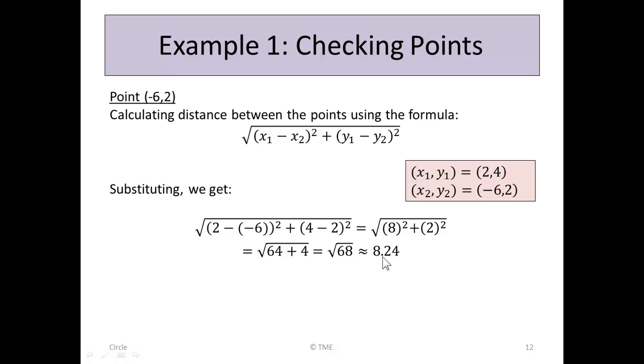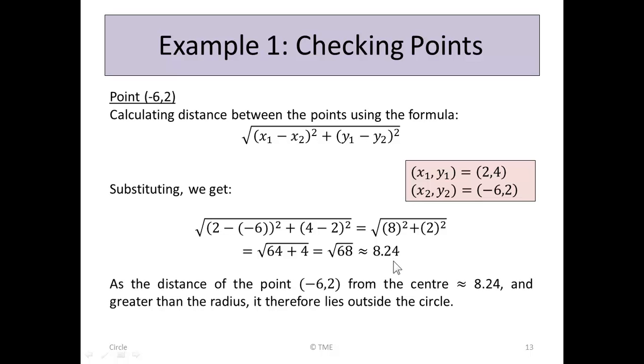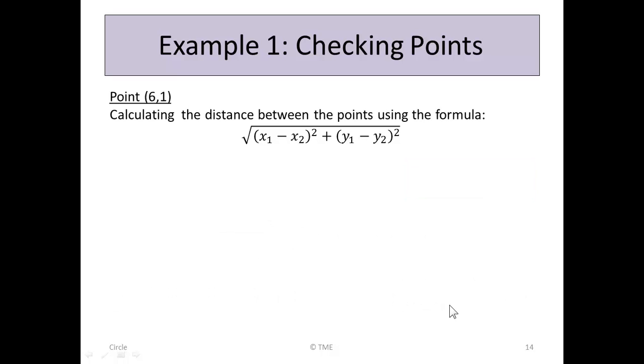But that's significantly bigger than the radius of r equals 5. So the point is considerably further away from the centre. So as the distance of point (-6, 2) from the centre is roughly 8.24 and greater than the radius, it lies outside the circle.